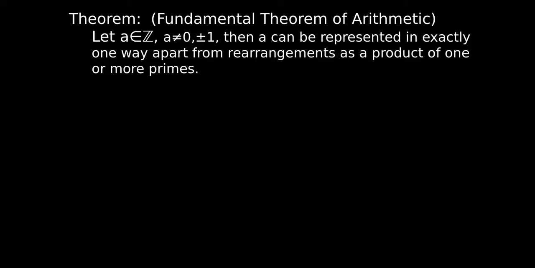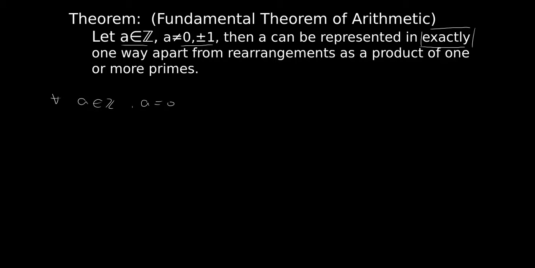So again, if you don't remember induction, I recommend you go back and check the first videos in the Algebra 1 reproduction list so you can understand this theorem fully. Now what the theorem says is that if we have an integer that's not 0 or plus or minus 1, then this number a can be represented in exactly one way, apart from rearrangements, as a product of one or more primes.